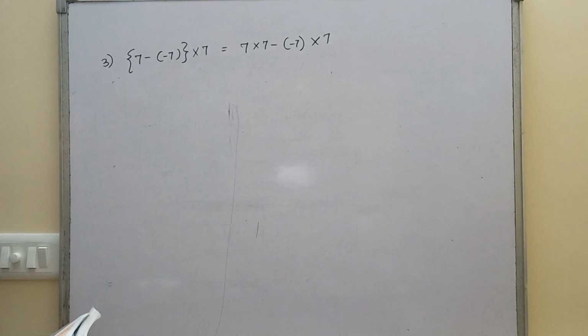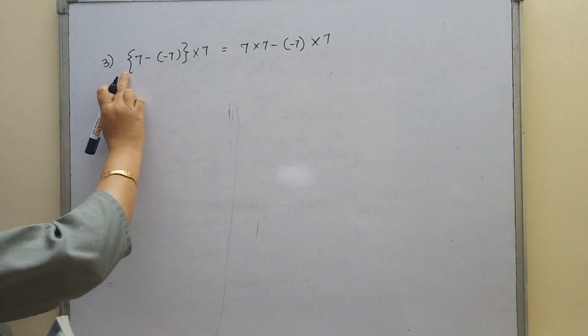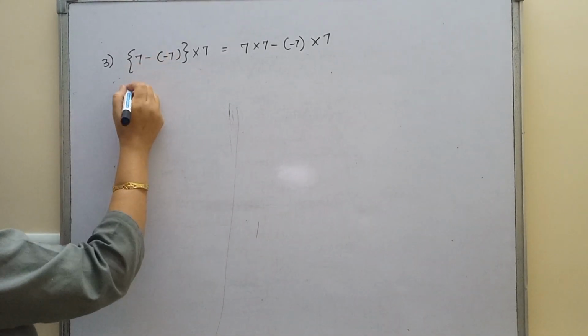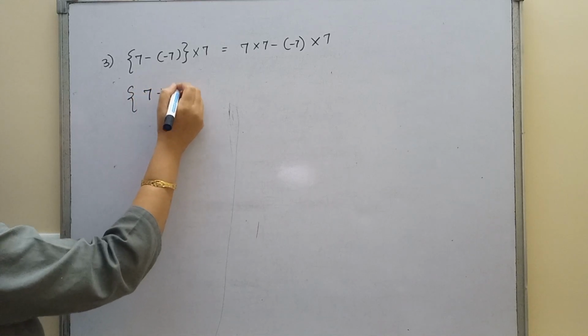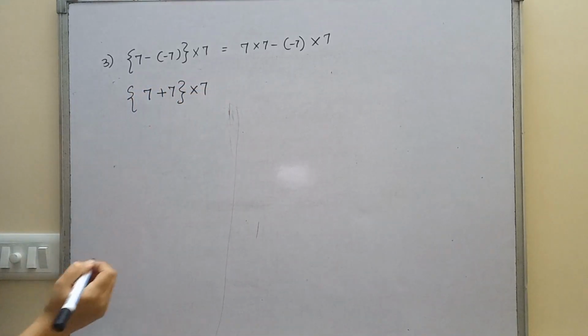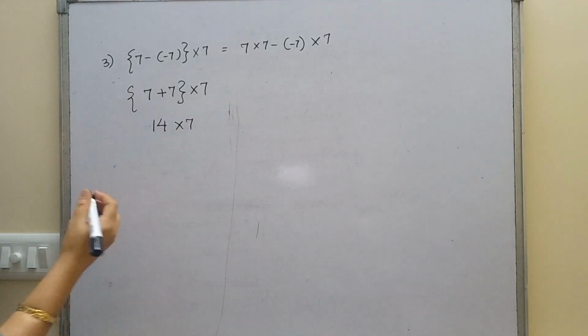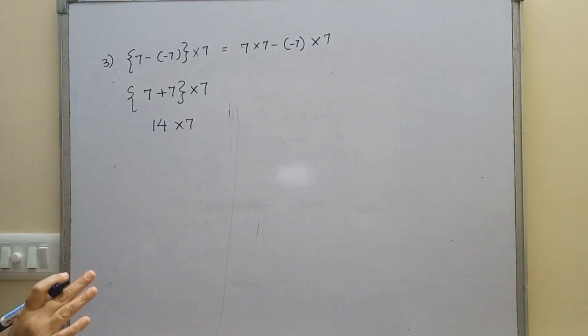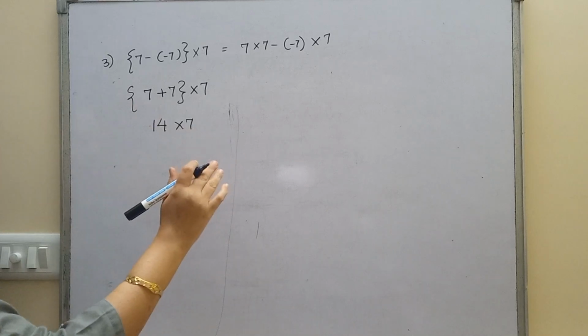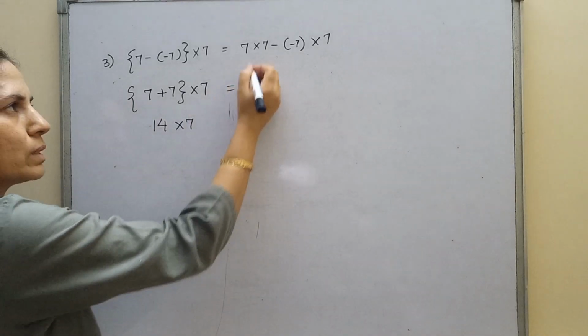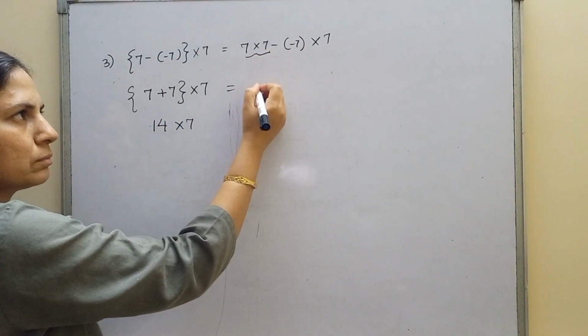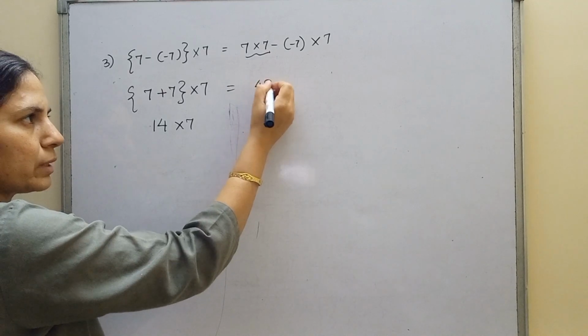Always work with the brackets first. So this becomes (7 plus 7) into 7. What is 7 plus 7? 14 into 7, whatever the product be. Wait. Let us check whether that side is 14 into 7 or not. What is 7 into 7? I think it is 49.